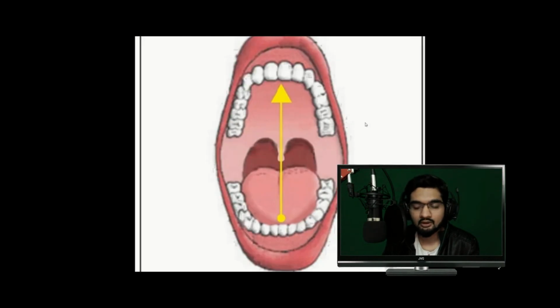Lam. Lam. When the tip of our tongue touches the top gum of our top two front teeth. When it touches the gums of our top two front teeth, that is where the sound of lam originates from.